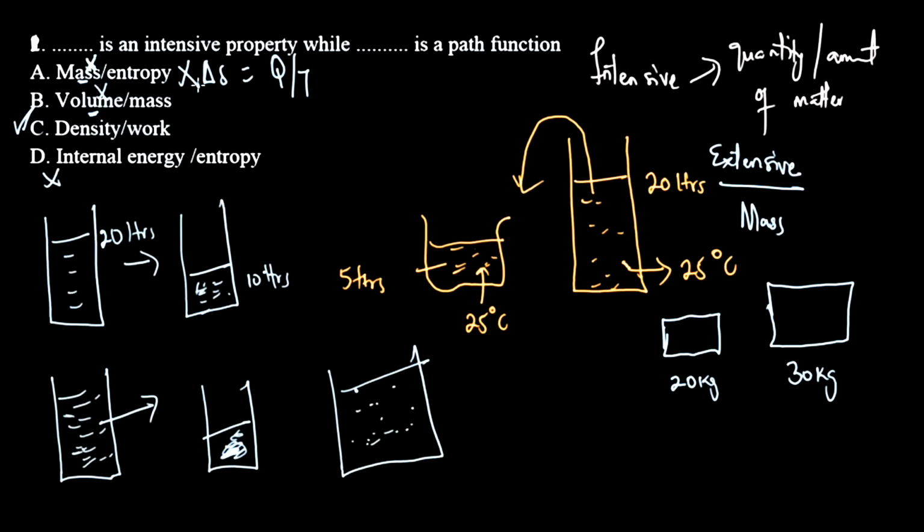So mass also is a state function, not a path function. But work is a path function. Just take note of that. Work is a path function, entropy is not. So the right answer is C, option C.